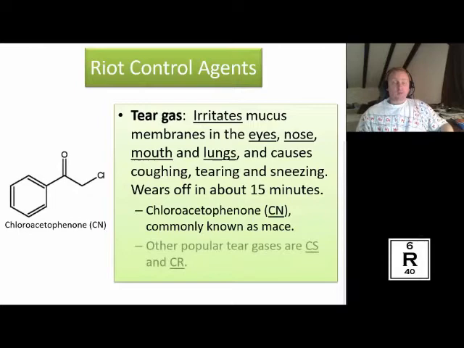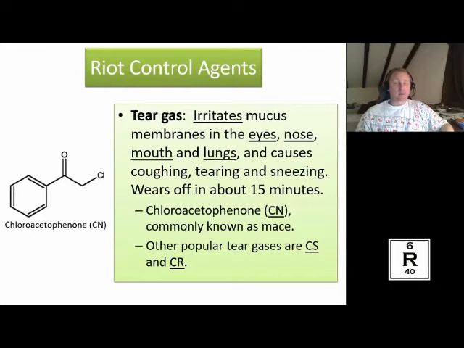This is something that you can buy. We often refer to it as mace. There are other types of riot control agents that are stronger and more powerful. The symptoms are stronger. It's going to burn more. It's going to be more uncomfortable. And these are CS and CR. They also dissipate faster. This is something that the military and the police are more likely to use.